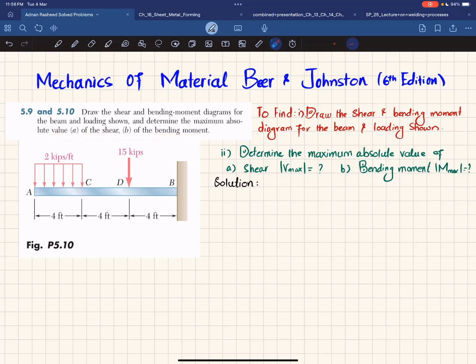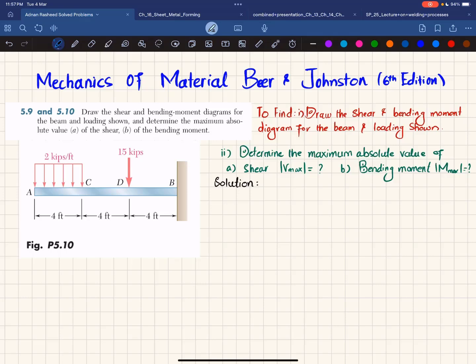You can see this is a cantilever beam having fixed support at point B, and from A to C there is a distributed load of 2 kips per feet and a point load of 15 kips at point D. The total length of this beam is 12 feet. So you have to draw the shear and bending moment diagram, and then determine the absolute value of maximum shear and maximum bending moment. So let's start with the solution.